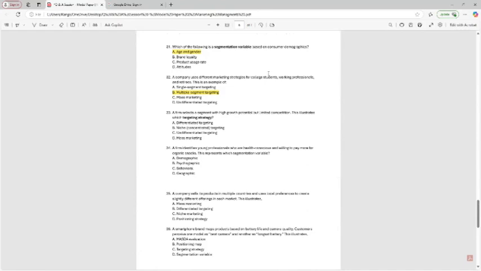So question number 33, a firm selects a segment with high growth potential but limited competition. This illustrates which targeting strategy. So now we're going to talk about targeting. A firm selects a segment with high growth potential but limited competition. So what is the targeting strategy? Differentiated, niche, undifferentiated, mass marketing. High growth potential but limited competition. What is the best answer?